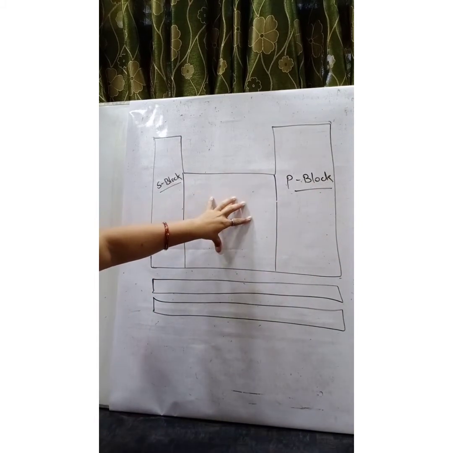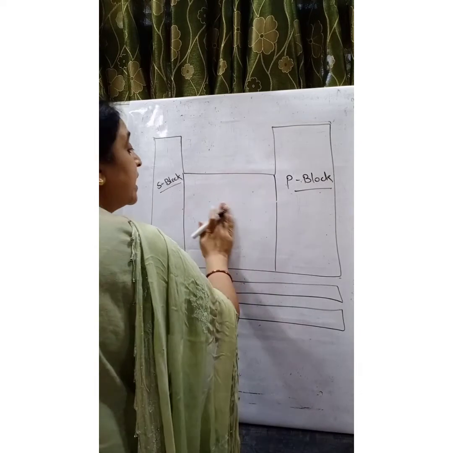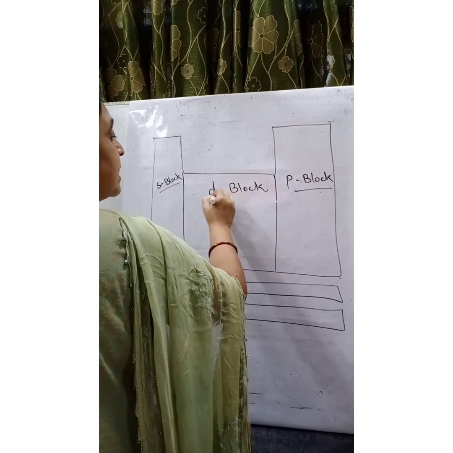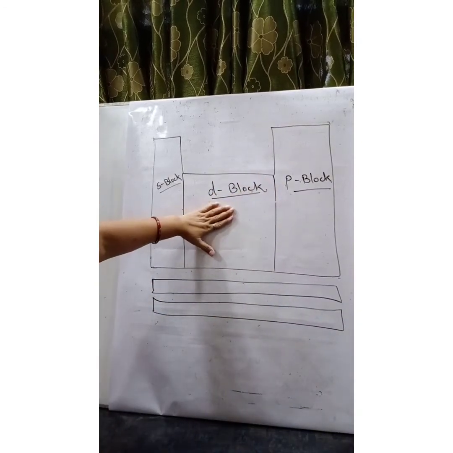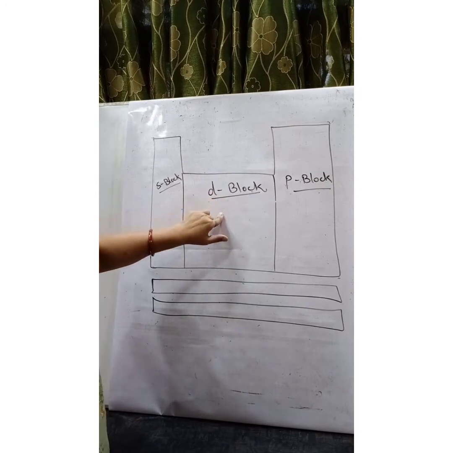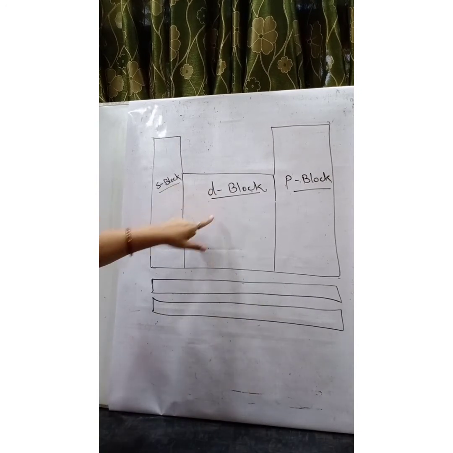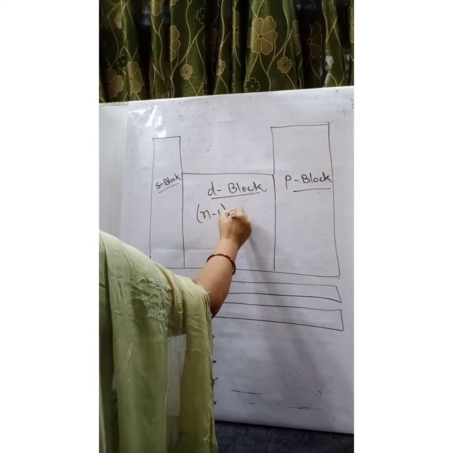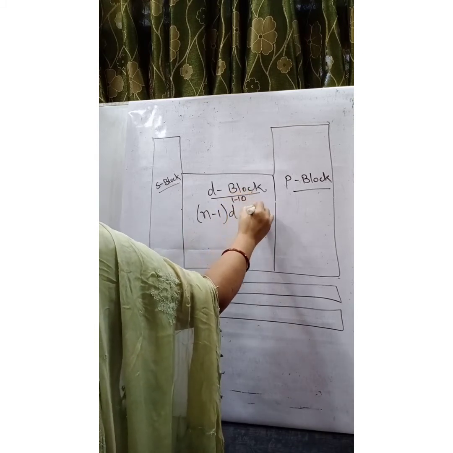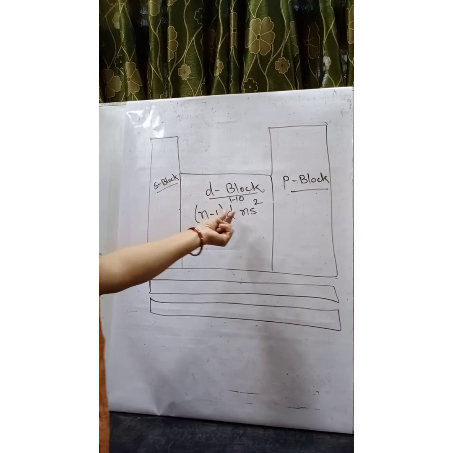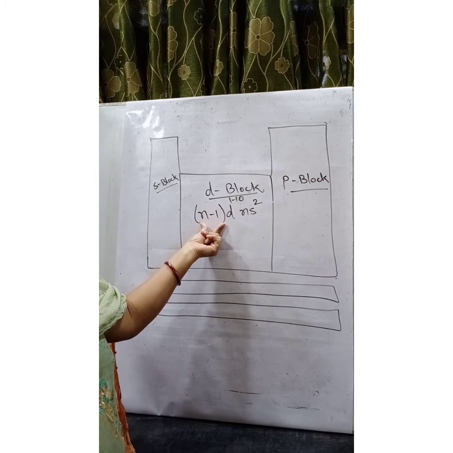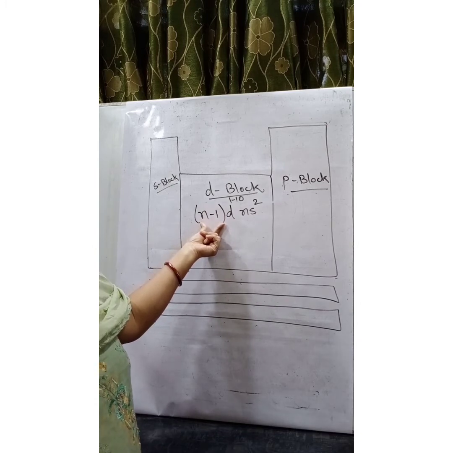Now, the center of the periodic table contains metals only and they are known as D block elements. We call them D block elements because the last electron enters into D orbital. The general electronic configuration of D block elements is (n-1)d1 to 10 ns2, where ns is the valence shell, that is the outermost shell. The (n-1)d orbital is known as the penultimate shell.